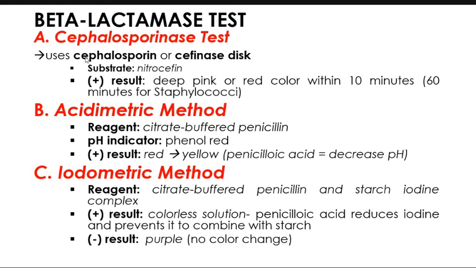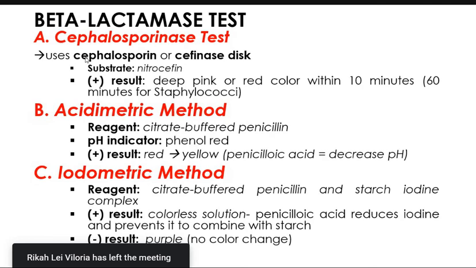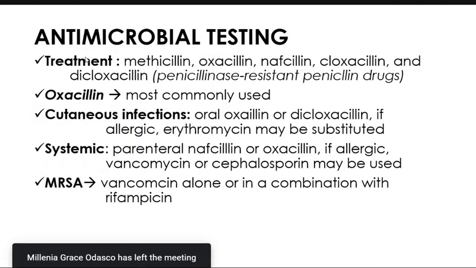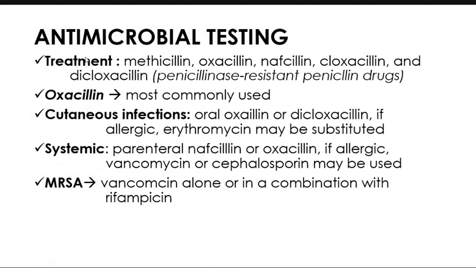For the acidometric method, the reagent here is citrate buffered penicillin. pH indicator again is phenol red. So that positive result would be, again, you'll get your yellow color. There is a decrease in pH. And the iodometric method, reagent here is citrate buffered penicillin and starch iodine complex. Positive result would be colorless solution. Penicilloic acid reduces iodine and prevents it to combine with starch. Negative result is purple. And for the antimicrobial testing, for treatment is methicillin, oxacillin, nafcillin.